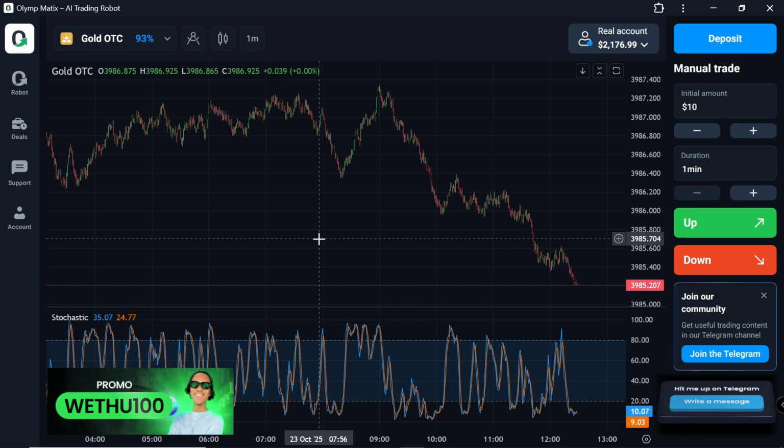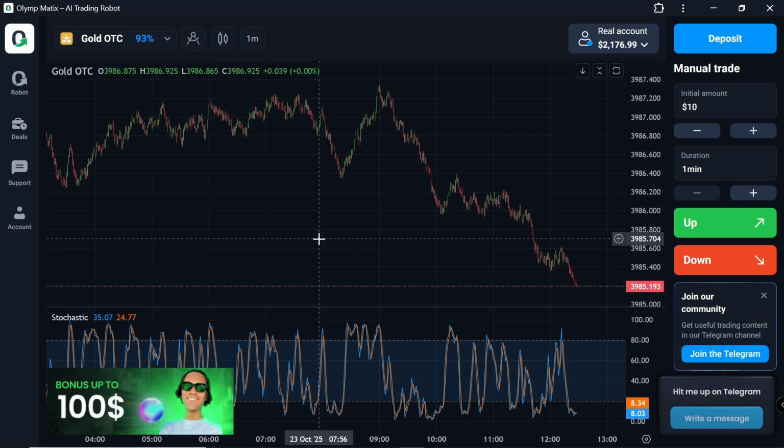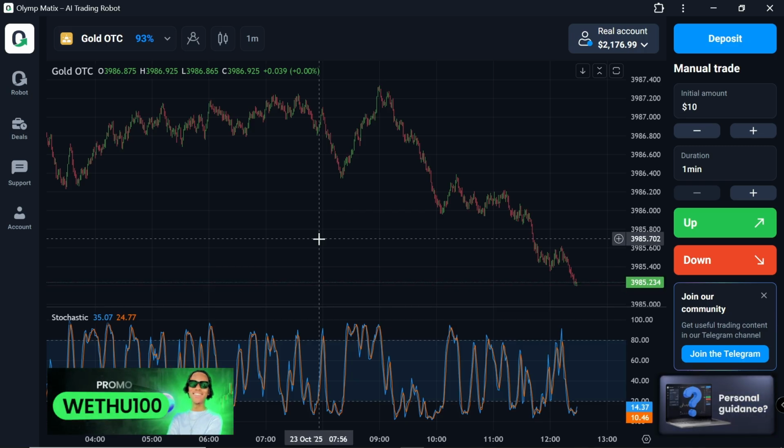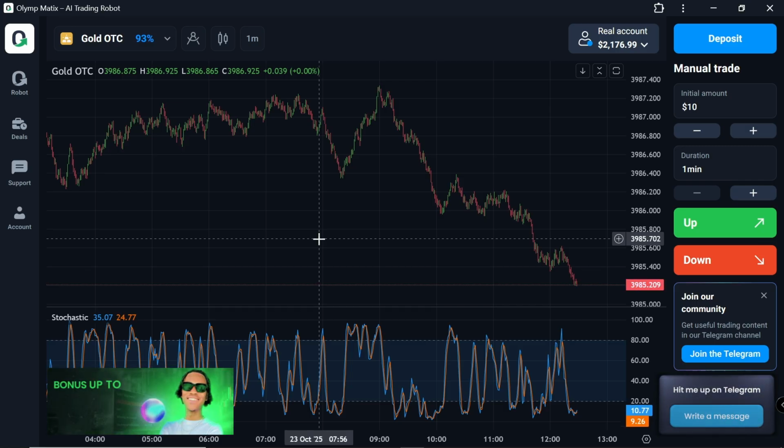And guys, remember, trading isn't about winning every trade. It's about managing risk and sticking to the strategy. Humans often make mistakes when the market moves unpredictably, but Olymp Matix avoids that by following stochastic signals precisely.